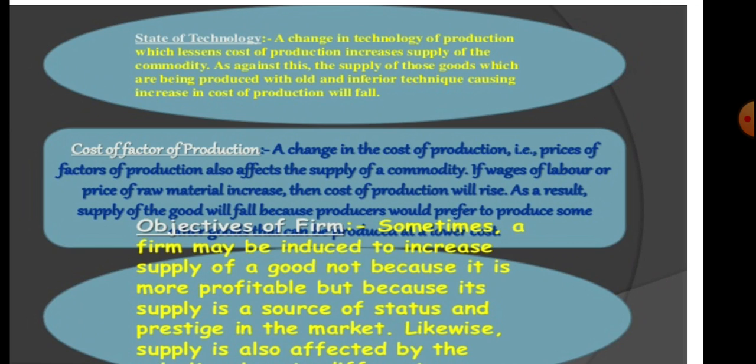So, when technique of production is modernized or advanced, it will reduce the cost of production, hence there will be increase in supply of the commodity and vice versa. Now, what's about the cost of factors of production? When the cost of factors of production, or when the price of inputs, price of raw material increases, it will increase the cost of production and will reduce the supply of the commodity.